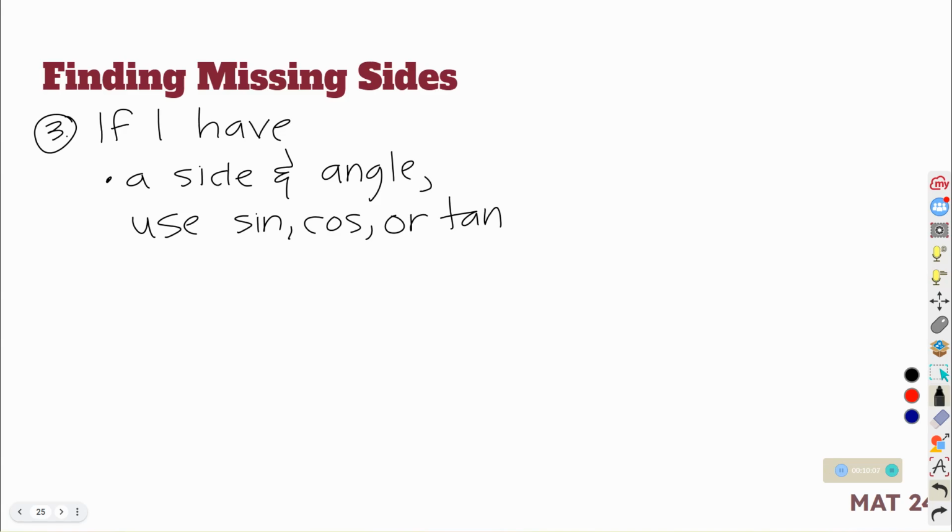If I have two sides, whether or not I have an angle, instead of using SOHCAHTOA, what should I use? What's my other tool in the toolbox? Yeah. Leg squared plus leg squared is hypotenuse squared. A squared plus B squared is C squared. So we're going to use the Pythagorean theorem.